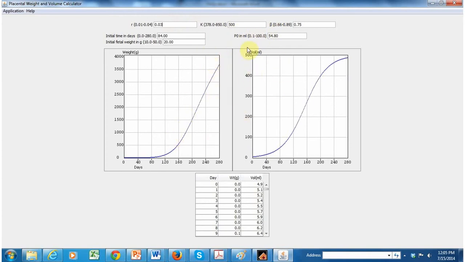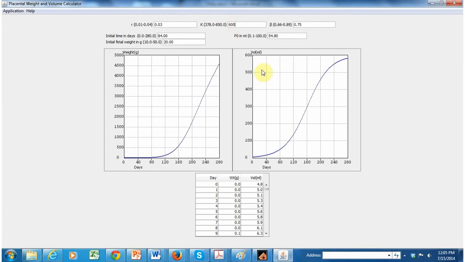and the placental volume. For example, the second parameter that I'm going to discuss is this K, which represents the carrying capacity of the placental volume. And basically it's the self-limiting value which placental volume cannot go above. Now, if I raise that to our high end, so this value ranges between 378 milliliters to 850 milliliters, if I raise that value to, let's say, 600, you see that the placental volume has gone up, and you see over here, we have, at term, a larger baby than what we had before.